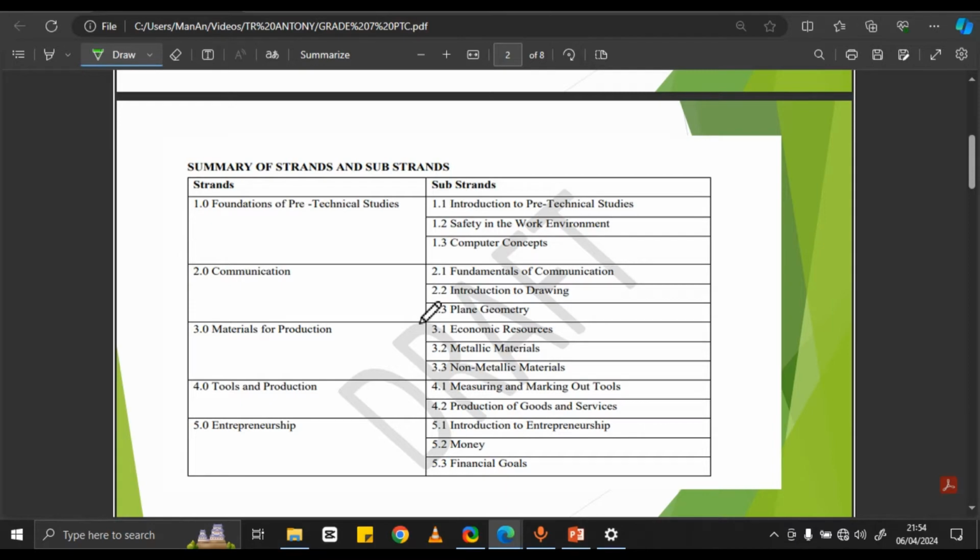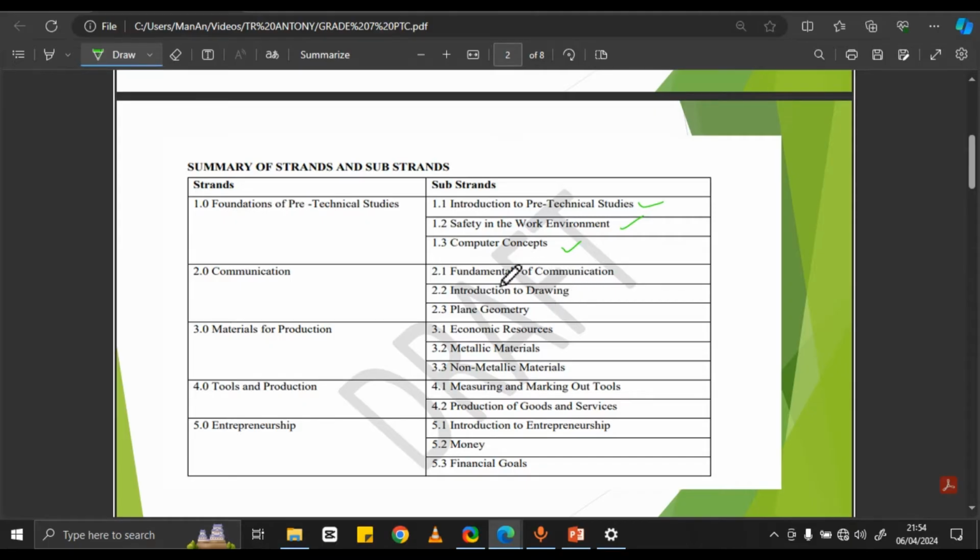So just a summary of the strands and substrands that you're expected to learn in the rationalized curriculum for pre-technical studies: pre-technical studies will comprise 5 strands and about 14 substrands. The first strand will be foundations of pre-technical studies, where you learn the introduction to pre-technical studies. You learn the safety in the work environment. You learn computer concepts.